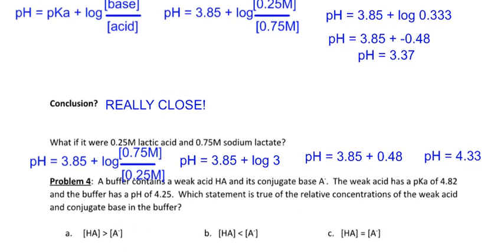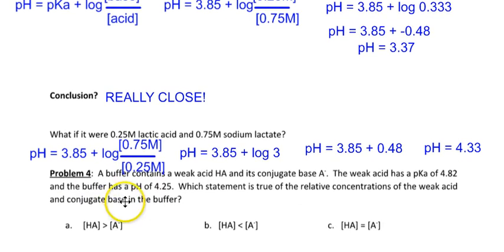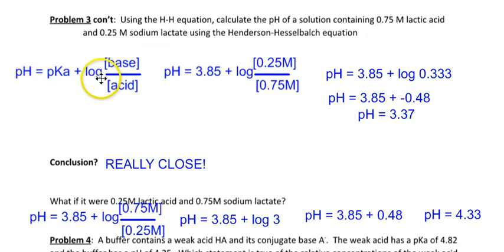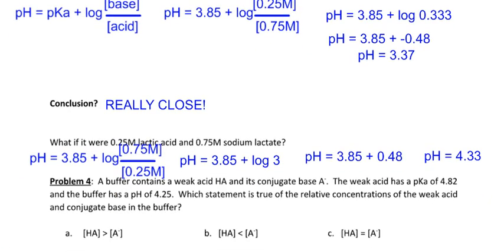All right. So let's go ahead and look at problem number 4. It says a buffer contains a weak acid and its conjugate base. The weak acid has a pKa of 4.82 and the buffer itself has a pH of 4.25. Which statement is true of the relative concentrations of the weak acid and the conjugate base in the buffer? Now, will you go back and look at problem 3 number 1 and problem 3 number 2? Go ahead, look at those, and come up with your answer. Why don't you do this on your own?